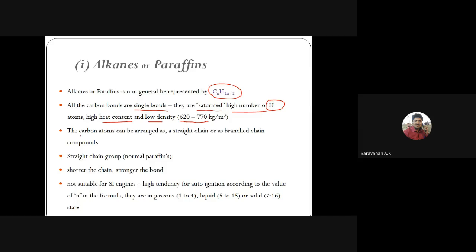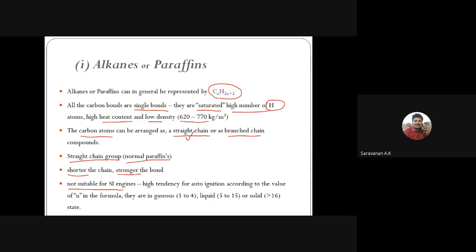So how are these carbon atoms arranged? It is arranged in two manners. One is the straight chain manner, and the second one is the branched chain manner. The straight chain is called the normal paraffins. The normal paraffin has shorter and stronger bonds.